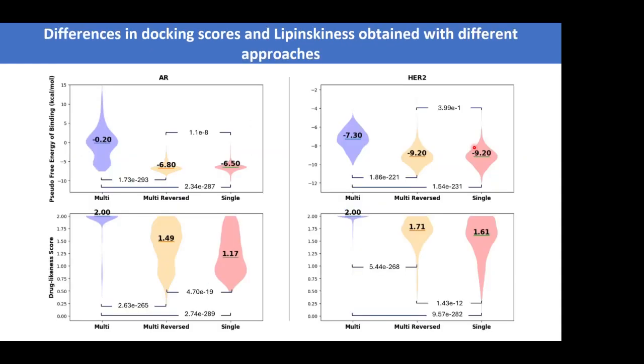So now here are the results for AR and HER2. And you can see that with the multi-reverse policy, we end up finding molecules that have great pseudo-free energy. Here, the more negative the number is, the better the predicted affinity of the compound for the protein. And so for both targets, we've got pseudo-free energies that are pretty good. These are better than the multi approach.